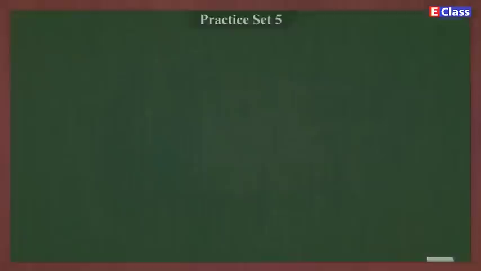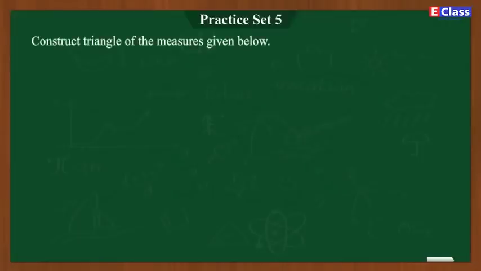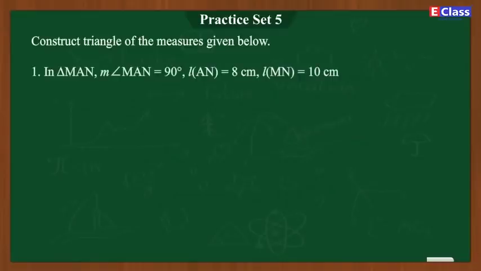Now students, let's solve the practice set 5. Question: construct triangle of the measures given below. 1. In triangle MAN, measure angle MAN is equal to 90 degrees. Length of AN is equal to 8 centimeters. Length of MN is equal to 10 centimeters.